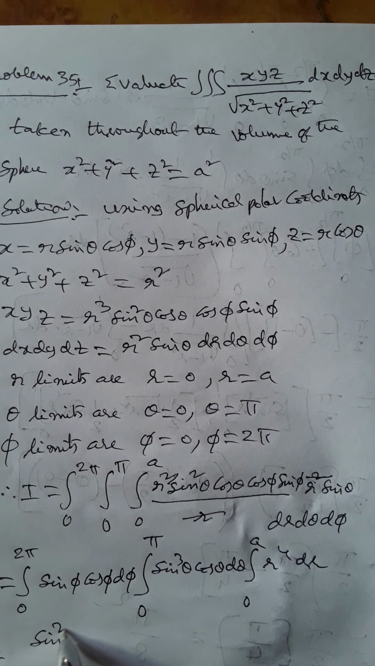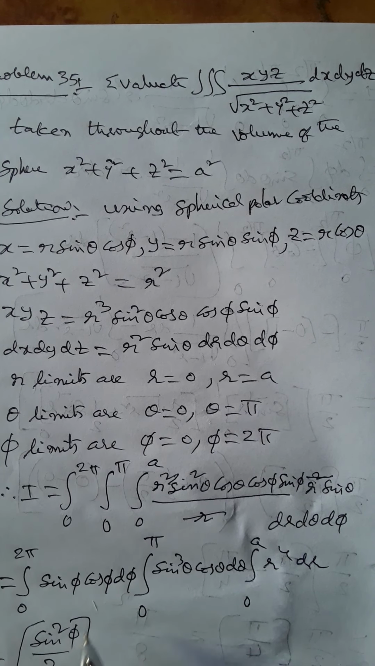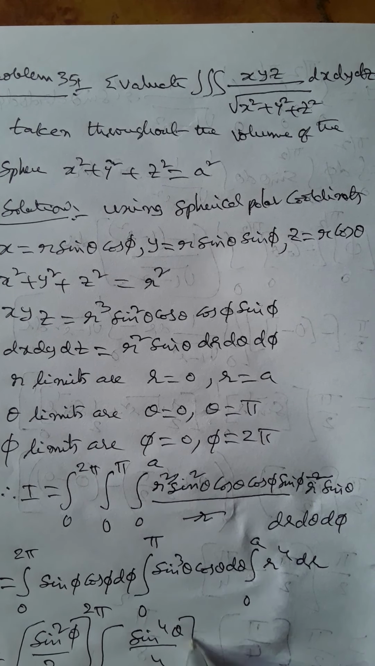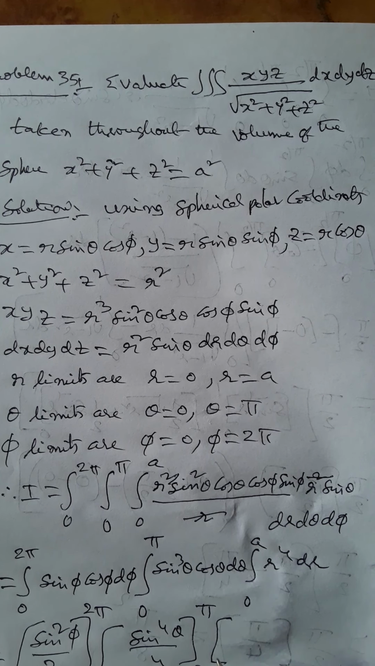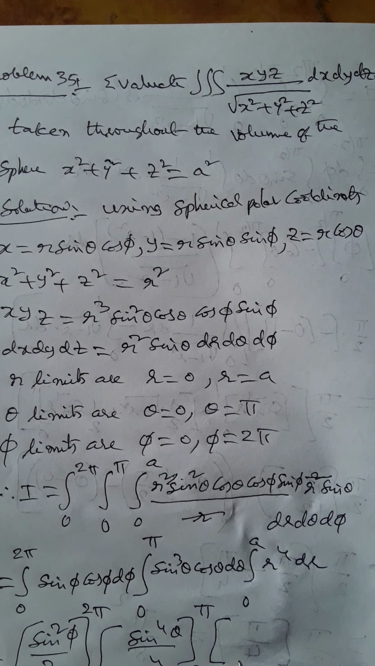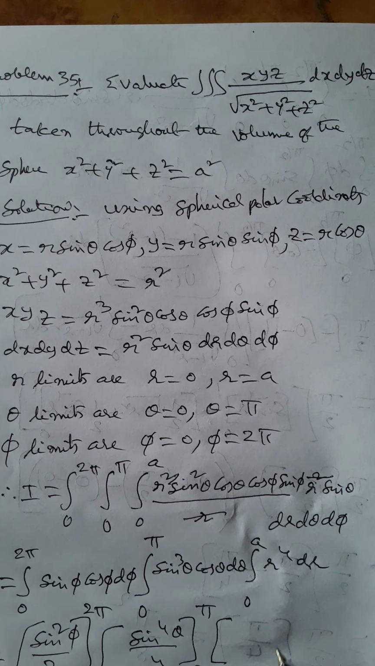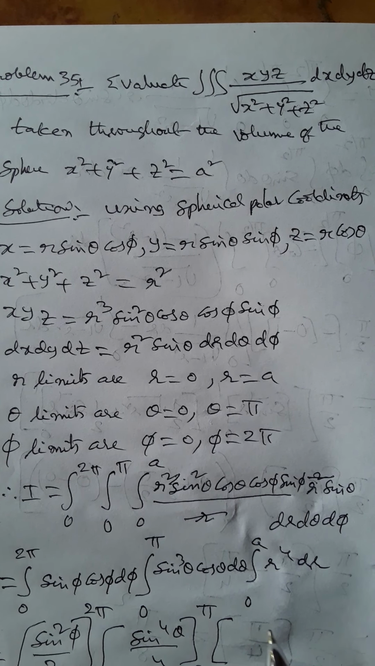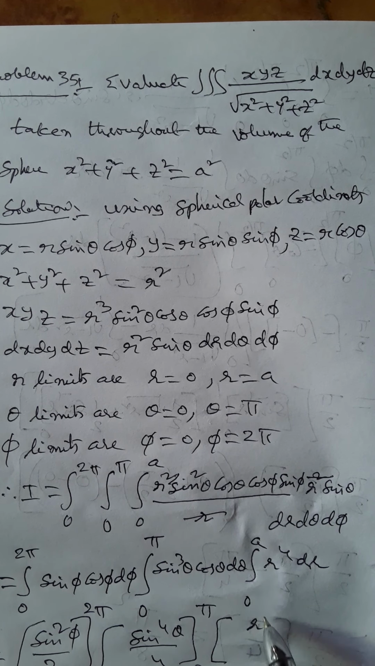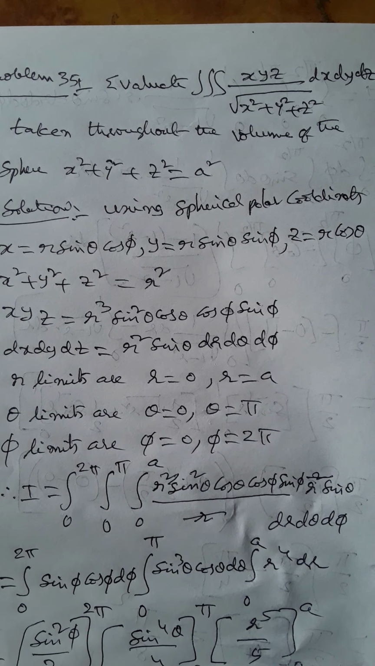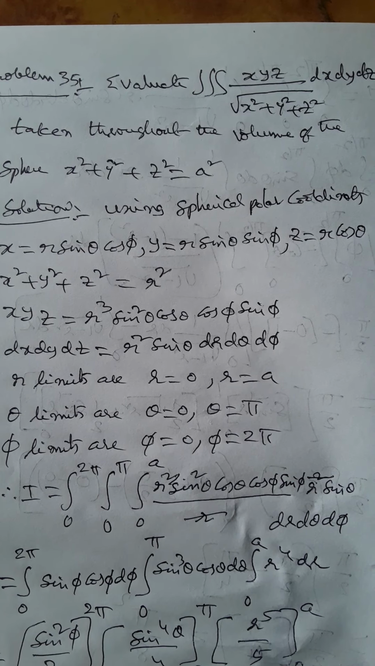Sin phi with derivative cos phi gives sin square phi by 2, 0 to 2 pi. Here sin power 4 theta by 4, same as the above model, but the limits are different. Those limits belong to the positive octant, these limits belong to the actual diagram, throughout the volume of the sphere. So actual limits: this is r power 5 by 5, 0 to a. Sin 2 pi is 0 minus sin 0 is 0, sin pi is 0 minus 0, a power 5 by 5. Our answer is 0.